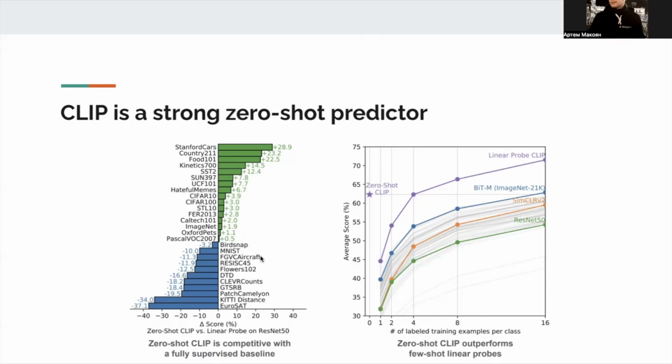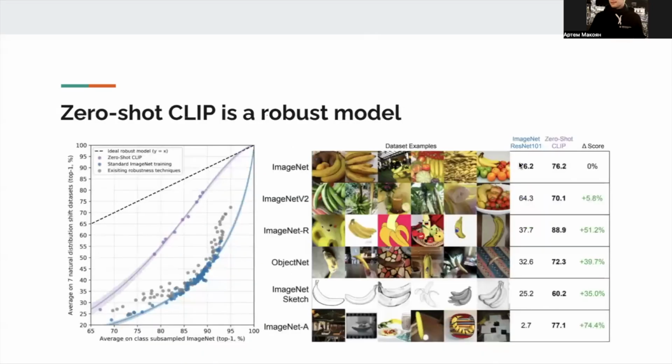What is interesting is that linear probe CLIP also outperforms others because it has a very good pre-training. Moreover, zero-shot CLIP is a very robust model. It works well on out-of-domain data. As I said, you can see photos of bananas, then other domains: sketches of bananas, bananas in a house. And you can see that the scores are good compared to ImageNet ResNet 101. So we see that good pre-training is very, very important.